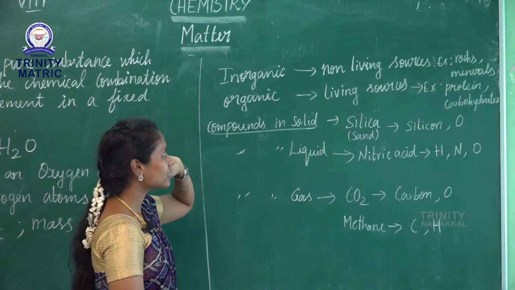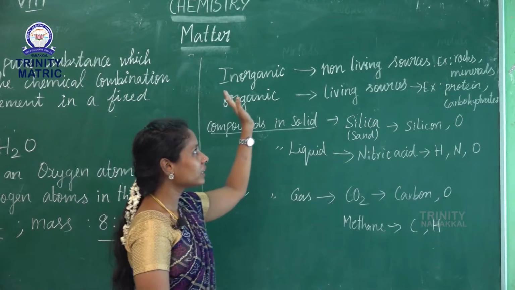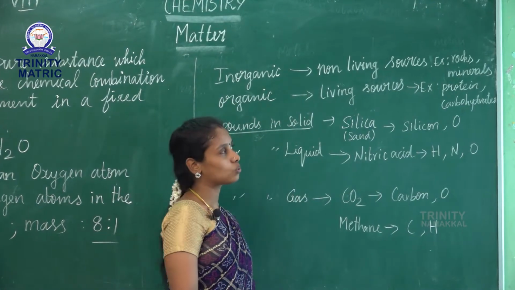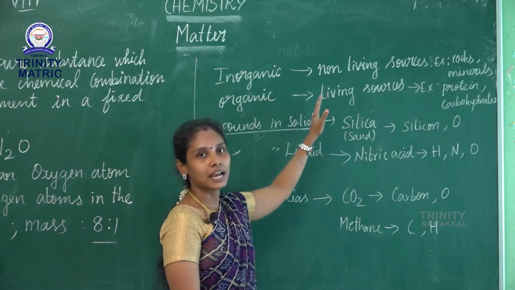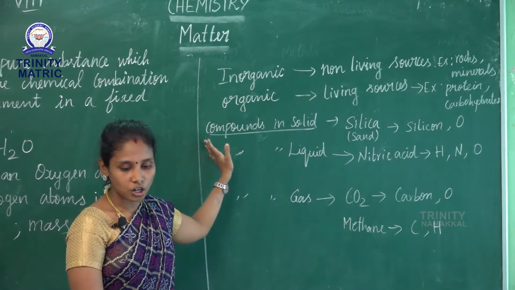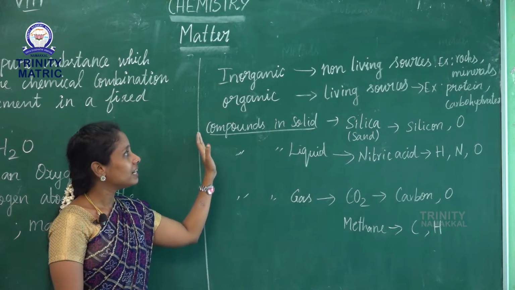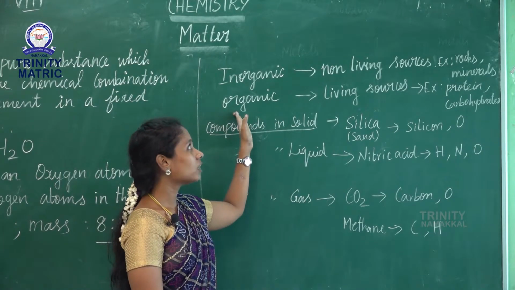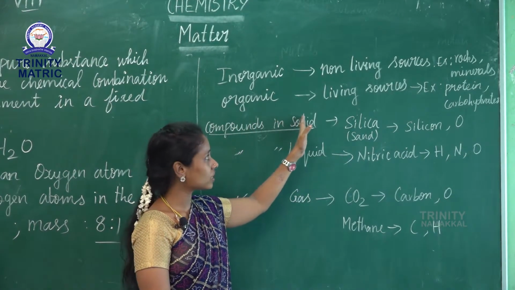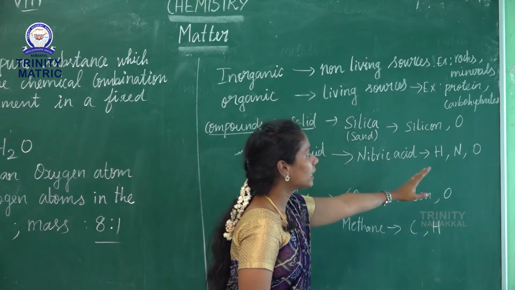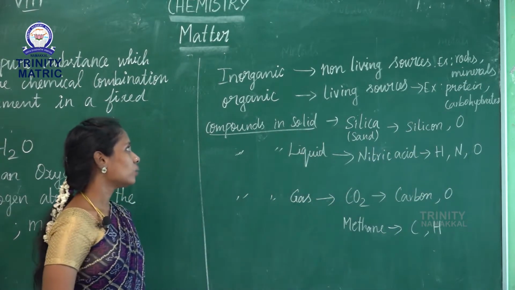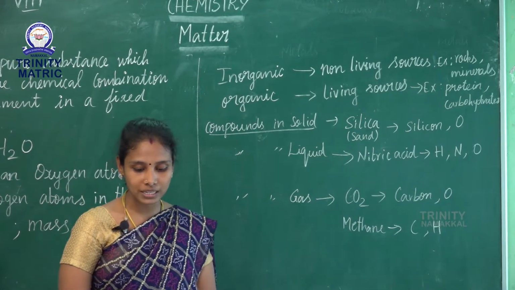Based on their chemical constitution, compounds are classified into inorganic and organic. Inorganic compounds are obtained from non-living sources, for example rocks and minerals. Organic compounds are obtained from living sources, for example protein and carbohydrate.